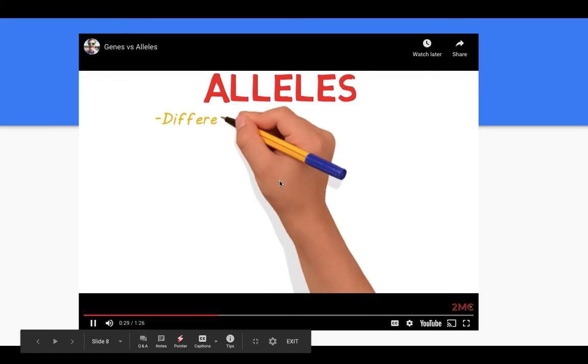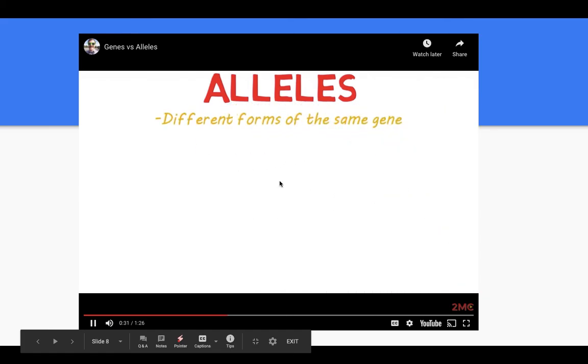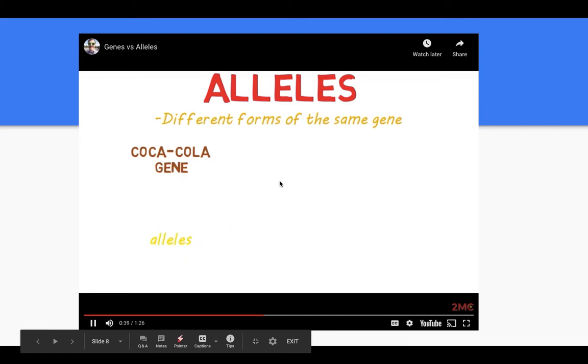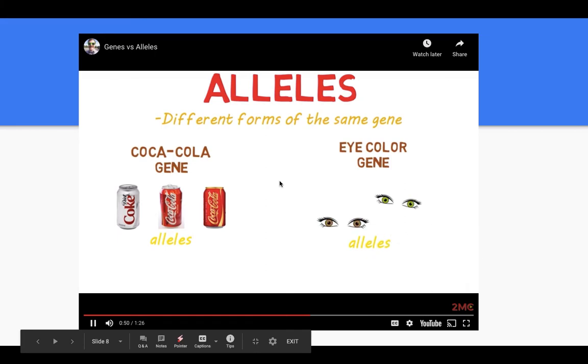All right, let's move on to alleles. So alleles are different forms of the same gene. Think of it as a different flavor or variety. Let's use an analogy. If Coca-Cola were the gene, the alleles would be diet, classic, caffeine-free, vanilla, cherry, or whatever kind of Coke it is. Using the eye color gene, the alleles would be green, brown, gray, blue, hazel, just the different options for eye color.